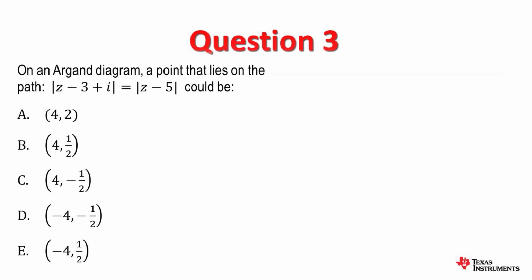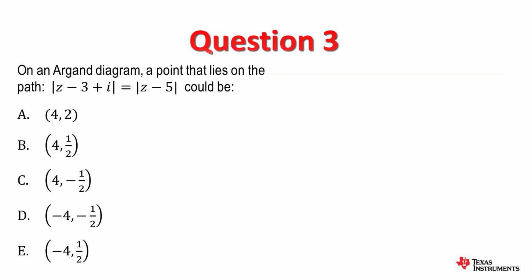Alright, this is another question from the 2017 exam. This is not exactly the same question, but very similar. It was question 5 of the multiple choice. Here it says on an Argand diagram, a point that lies on the path defined by, so that's the magnitude. So we can assume that the complex number is a plus bi, and let's see how we can do this on the CAS. One of them is the correct answer.